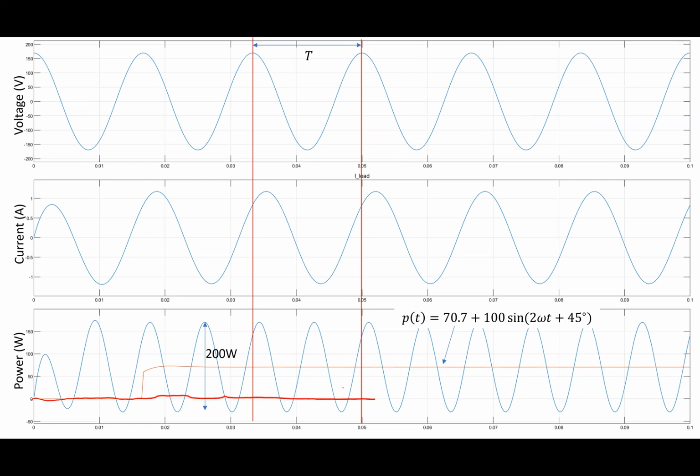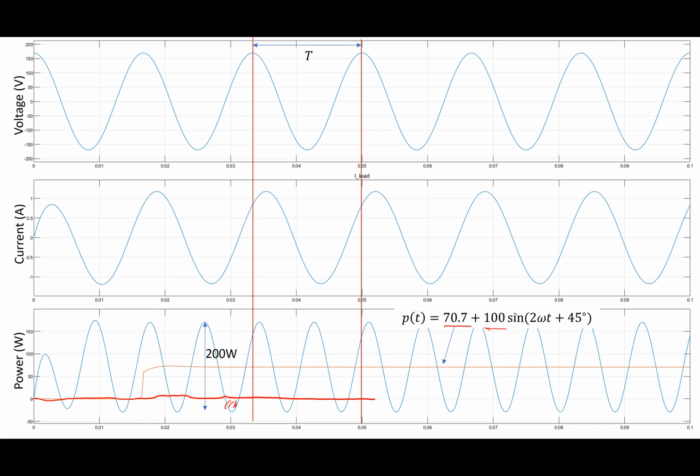Still 200 watts peak to peak, right? But this guy is positive most of the time and negative sometimes, right? The average in this case would be 70.7, right? Because that is the P value, right? And then there is this sort of 100 watts peak variation happening on top of that, all right? There's a lot we can say about that. We don't need to say a whole lot about that.